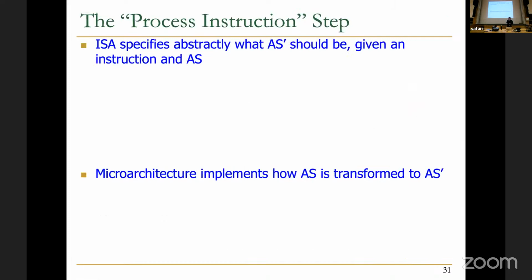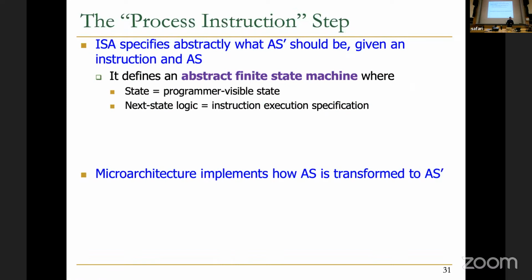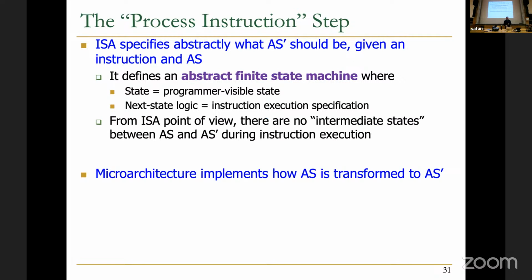So let's take a look at this in a little bit more detail. As we said, the ISA specifies abstractly what architectural state prime should be given an instruction and architectural state. In essence, it really defines an abstract finite state machine, where state is the programmer-visible state, and next state logic is the instruction execution specification. So if you've seen finite state machines, you need state and the next state logic, right? So from the ISA point of view, there are no intermediate states between architectural state and architectural state prime during an instruction execution. That's what the programmer sees. Underlying, you can do something very different. So basically, from the ISA point of view, there's one state transition per instruction.